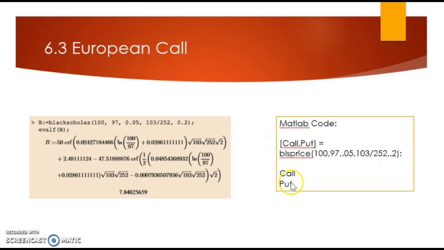So this is our MATLAB code for that. And when you run this code, the call ends up being 7.84 and the put ends up being 2.878.